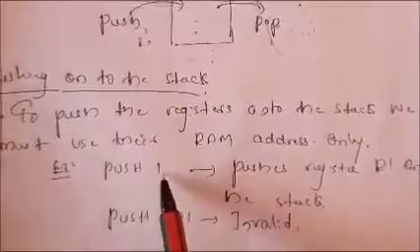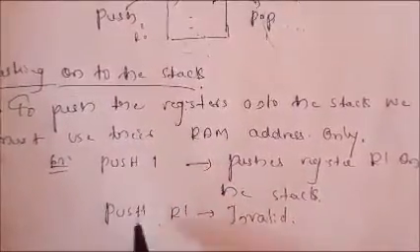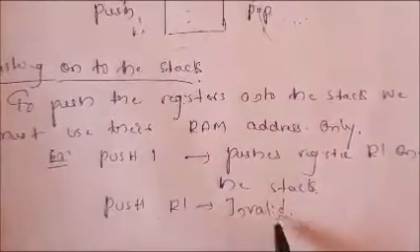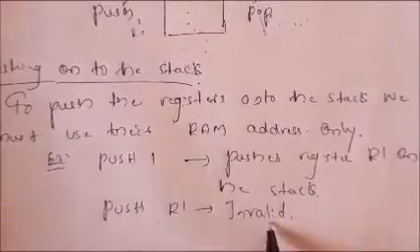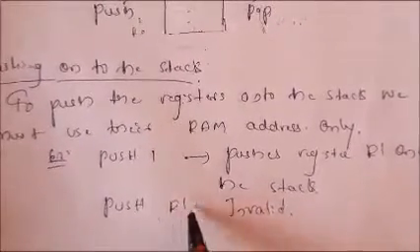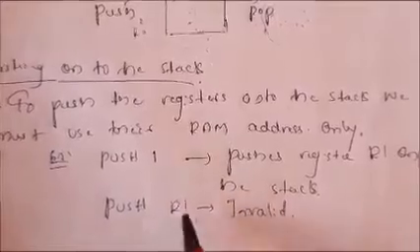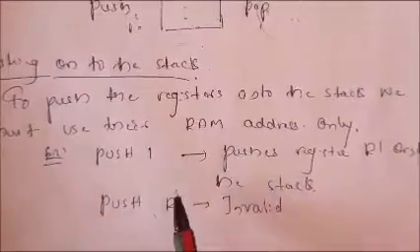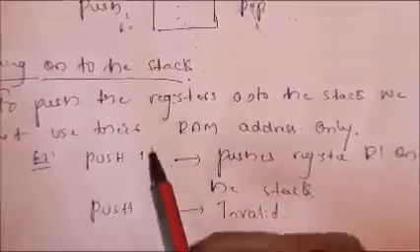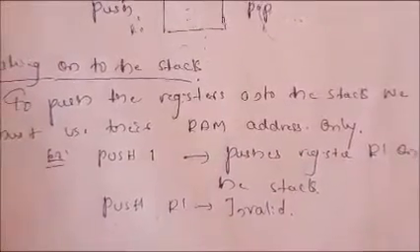So that means here, if instead of 1 I write push space R1, this is an invalid instruction. This is not a correct instruction because we can't write the register directly here. We need to write the address of the register. So what is the address of this R1 register? If we write R1, this is invalid.